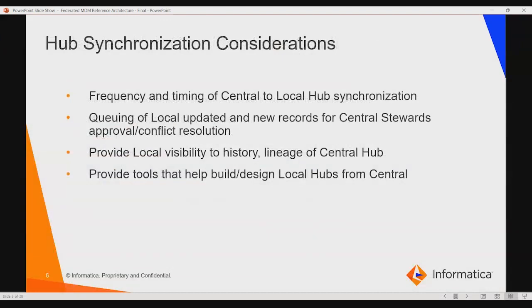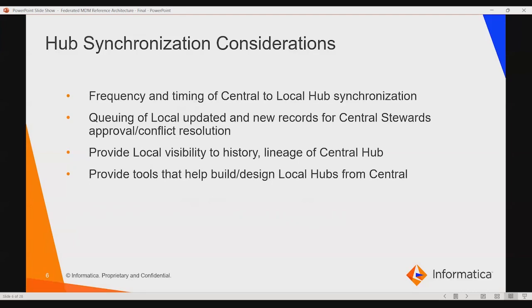What are the hub synchronization considerations, right? So one of them, of course, is the frequency and timing of central to local hub synchronization. Another, of course, is queuing of local updated and new records for central stewards' approval and conflict resolution. Because in any data governance or MDM project, you would have a group of central stewards, right, who always play a very, very important part in approval and conflict resolution of matching data, data approvals, data updates, new data inserts. So it's very important that we take that into consideration.